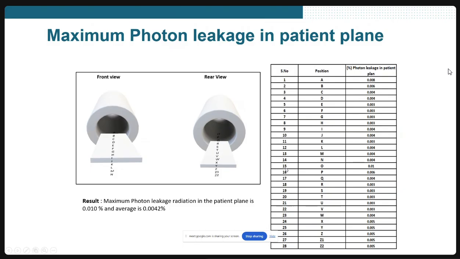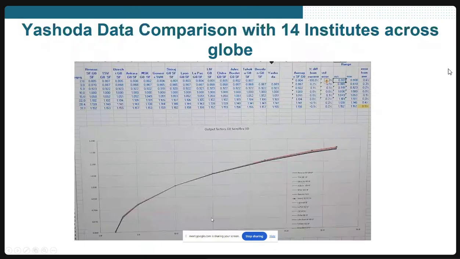How about the leakage? The leakage is quite less because we did quite a lot of measurements, and we could find out the photon leakage in the patient plane is very less as compared to the conventional LINAC.